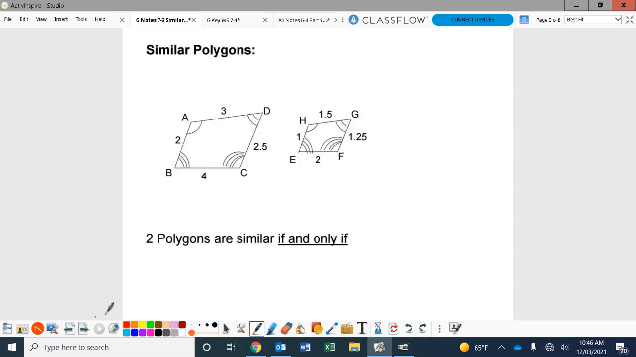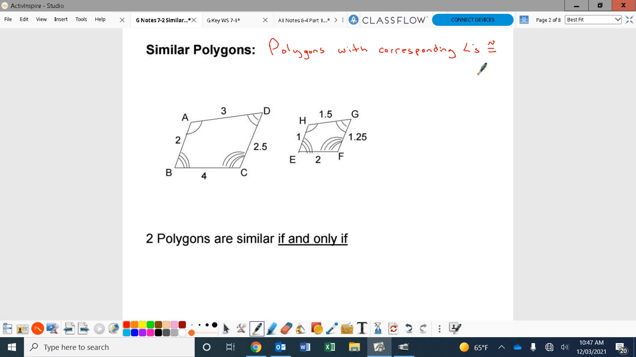Let's go ahead and give you some formal definition to go with this to start off with. Similar polygons are going to be polygons with corresponding angles congruent. Okay, that's the first part of it. All of the corresponding angles must be congruent to each other. Corresponding angles must be congruent. If they're not, then it's not going to be similar.